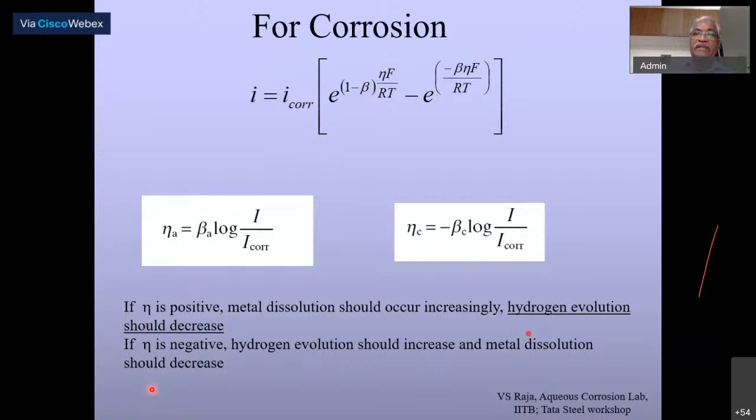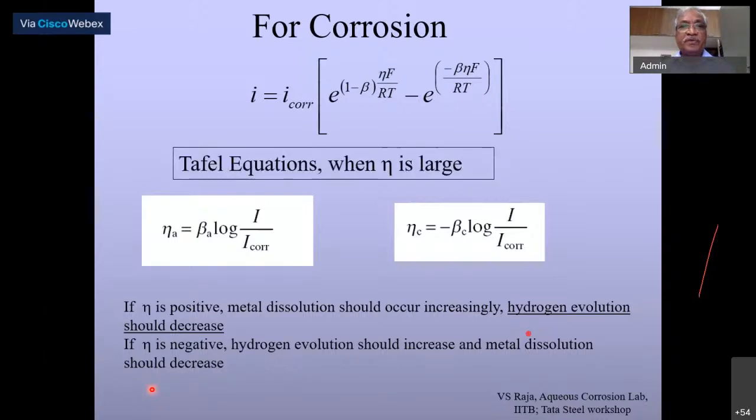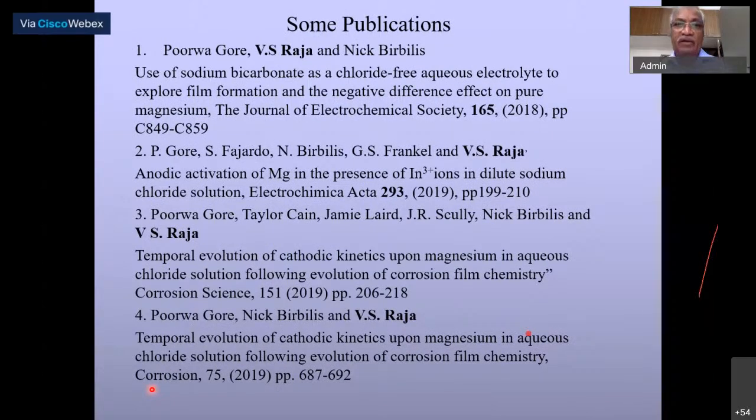If eta is negative, it goes the other way around: hydrogen evolution should increase and metal dissolution should decrease. But that does not happen in magnesium. Magnesium is a very, very nutty material. When you do anodic polarization, more hydrogen evolution takes place. So you need to understand why magnesium should evolve more hydrogen when you polarize anodically. So these are some publications. If some of you have leisure time, we have about four publications, all trying to understand why hydrogen evolution kinetics increases when eta is positive. That was a whole lot of work that we did. But I'm going to be very brief and tell you how to resolve the issue.